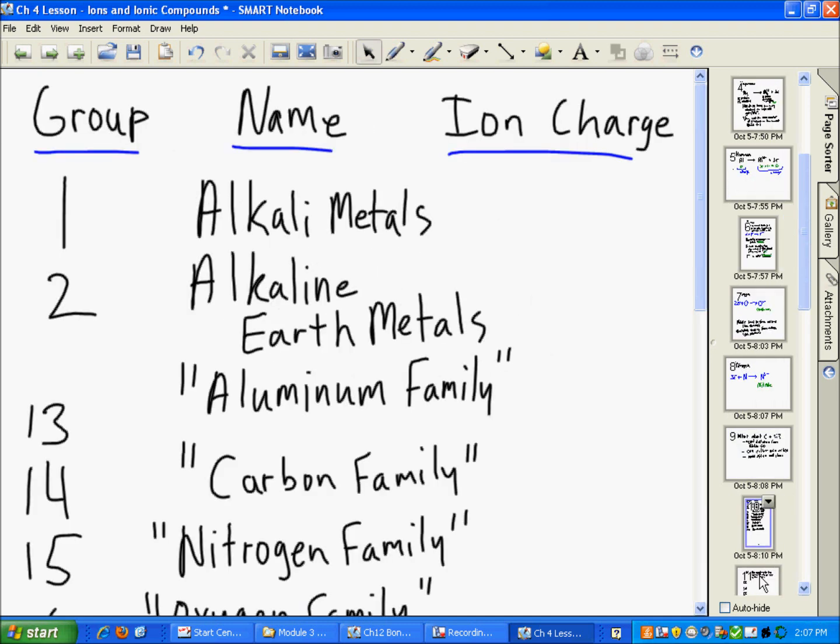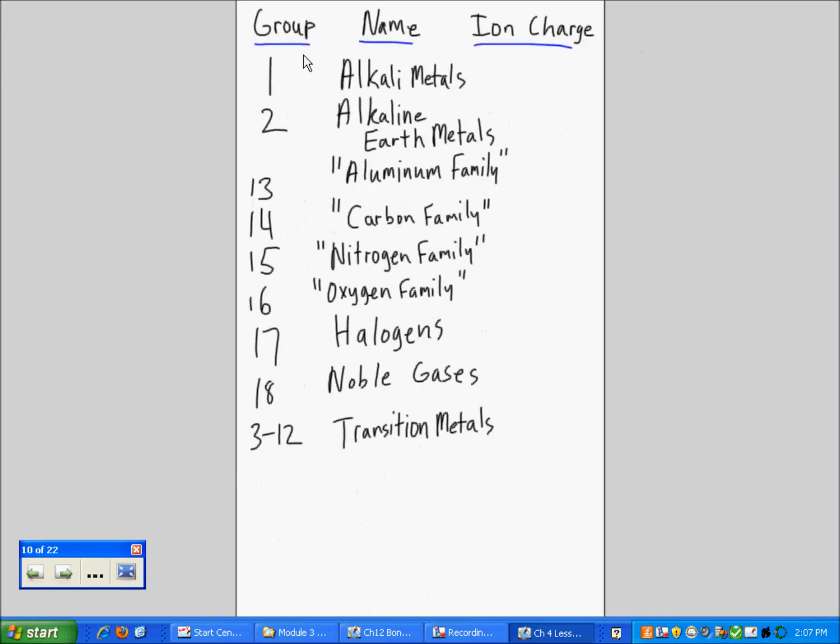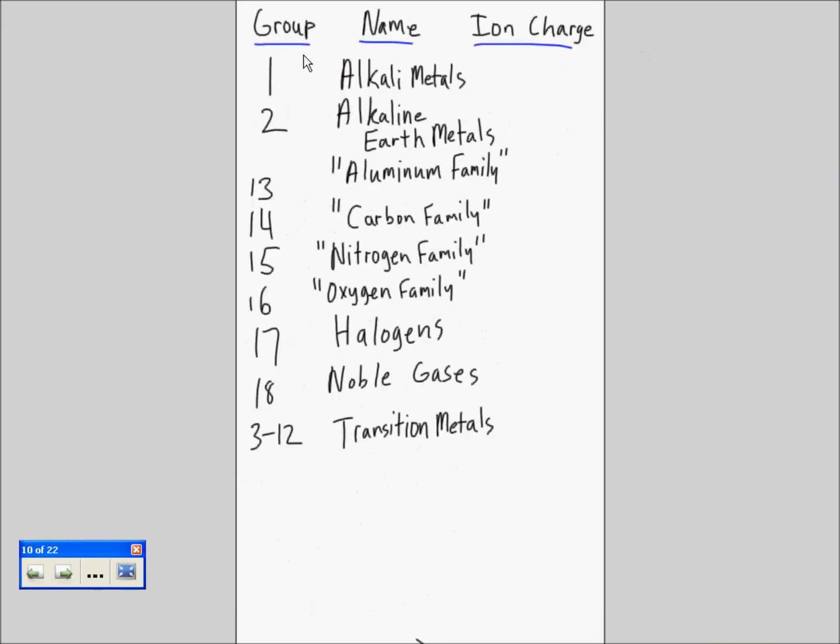Okay. So now let's do the groups in the periodic table. We've already mentioned the noble gases.